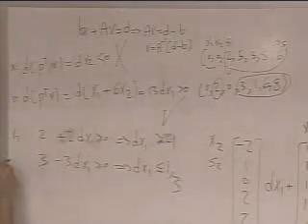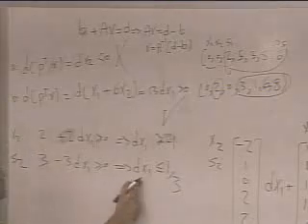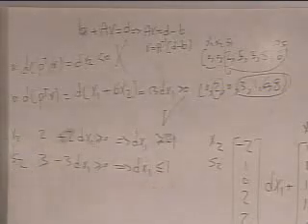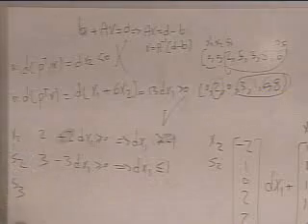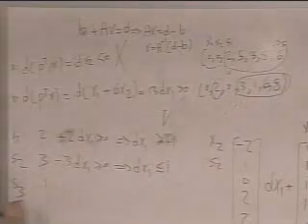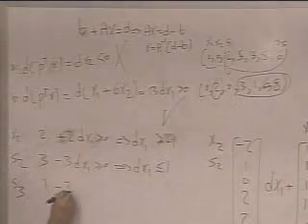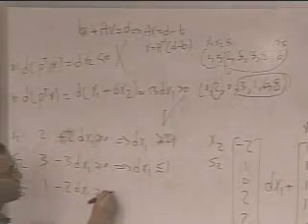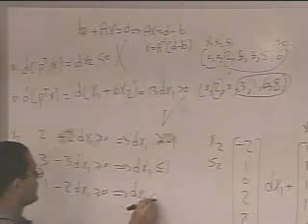So minus 3 times dx1, this is s2, should be greater than or equal to 0, so dx1 should be less than or equal to 1. The next one is s3. Its value was 1. ds3 is minus 2 times dx1. This should be greater than or equal to 0. So dx1 should be less than or equal to half.